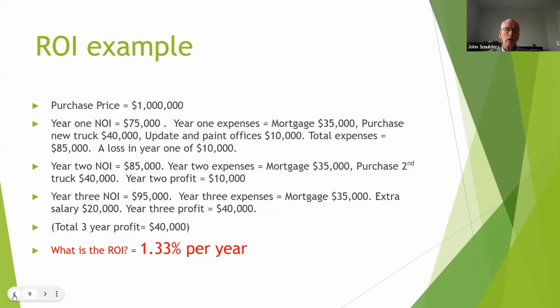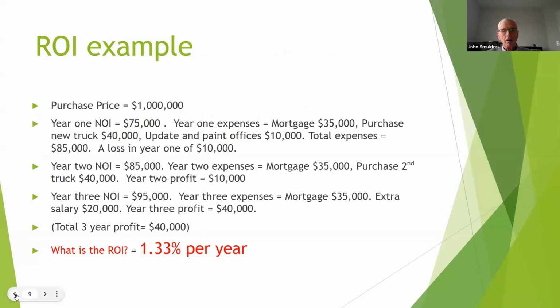So over the 3 years, your total profit is $40,000, right? Yes. So what is that? 40,000 is 4% of 1 million, right? So it's 3 years, 4 divided by 3 is 1.33. I got it now. Thank you. Okay, no problem.